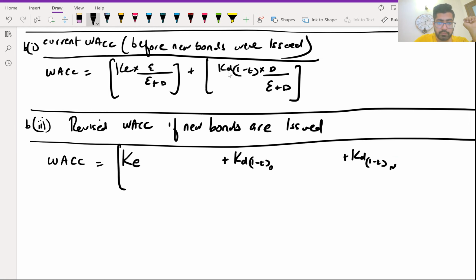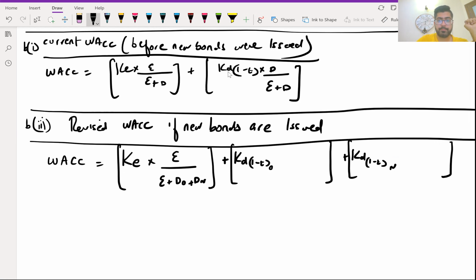And each cost will be on its respective proportion, right? KE would be on equity proportion, which is E over E plus DO plus DN. Cost of old debt on old debt portion, that is old debt over all three. And new debt cost only on new debt portion, that is new debt over E plus DO plus DN.